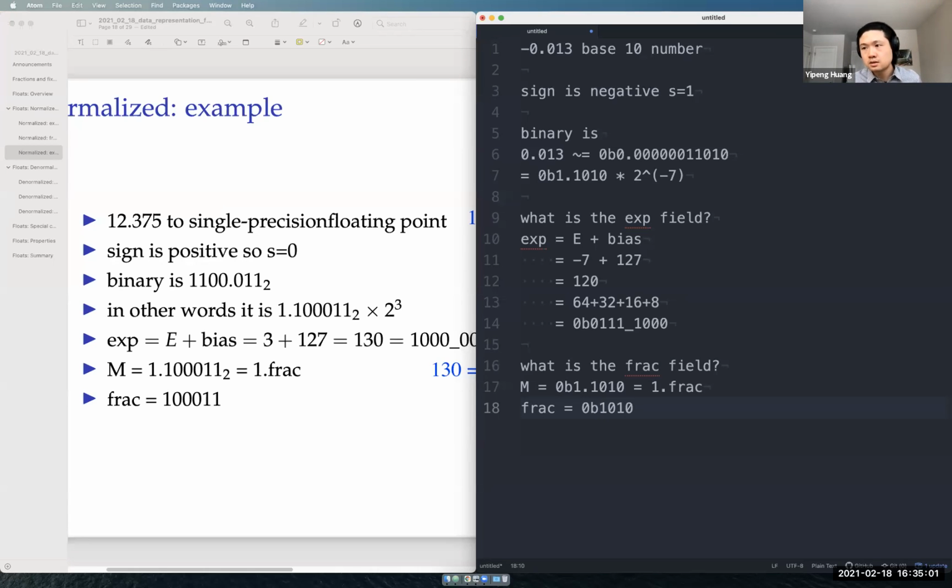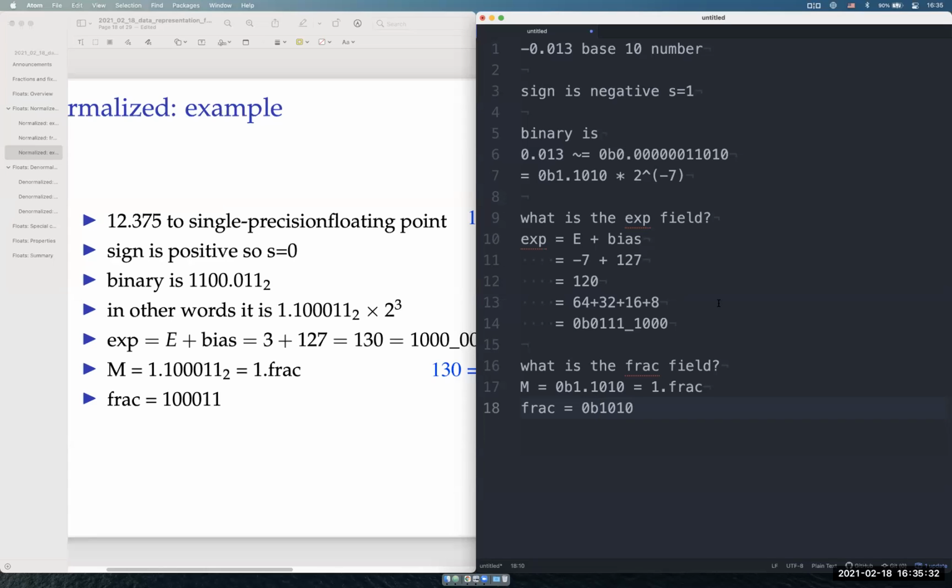So any questions here? Is this the normalized example or denormalized example? So this is a normalized example. Right. So while this may seem like it's a really small magnitude number, it's still well within the range of numbers that would be represented using normalized numbers.